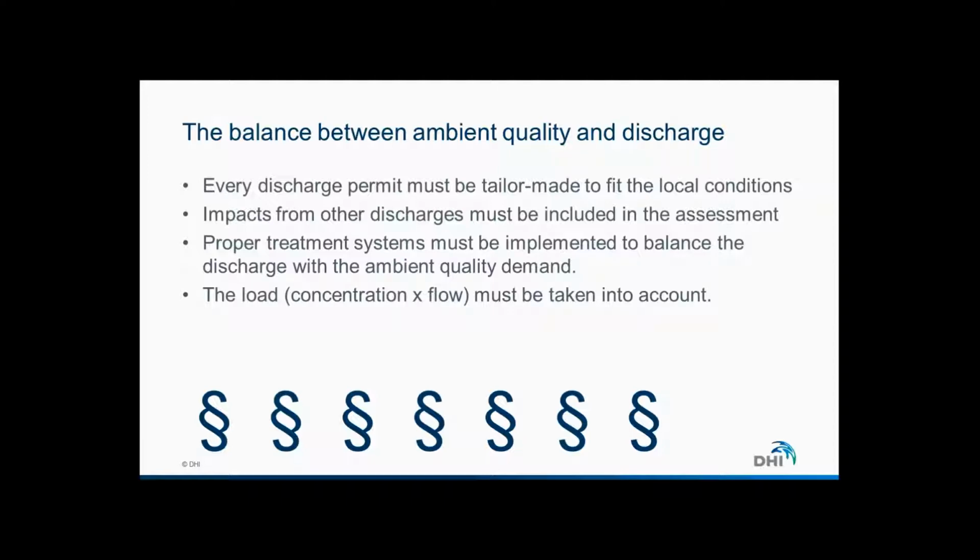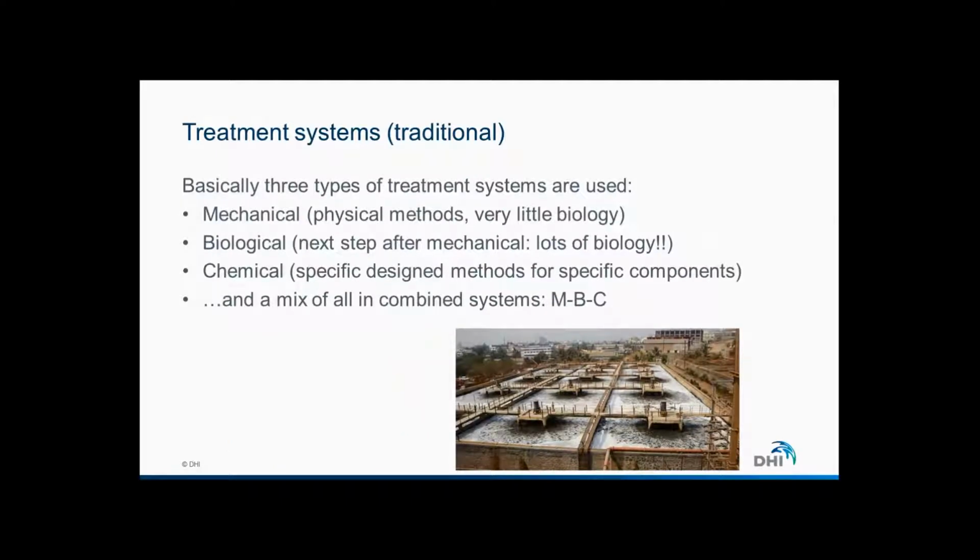When we also have the ambient qualities to work with, it's also very important that we again work with the load. How big is the concentration and how much are we discharging, so that we fit the permit so it actually also fits with the capacity of the river. Treatment systems to do all this, which are some of the interventions, are basically very simple. Most of them have been around for many, many years. Unfortunately, in many places they have not been implemented on factories, on industries, and in urban and city areas.